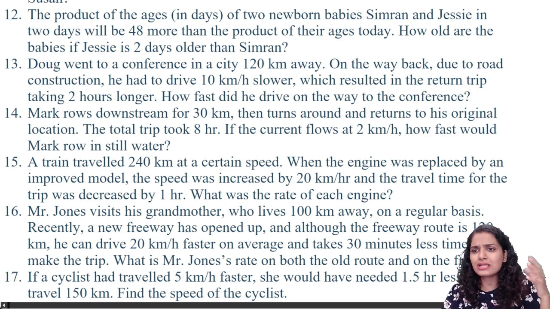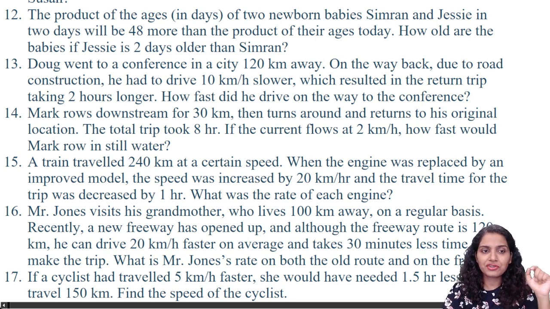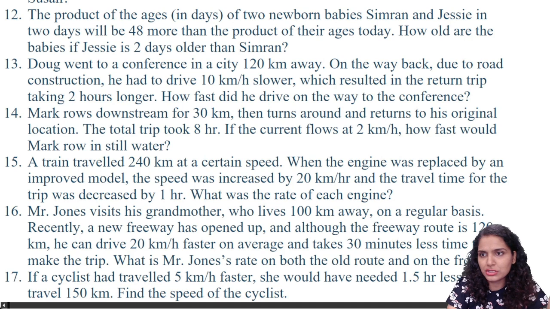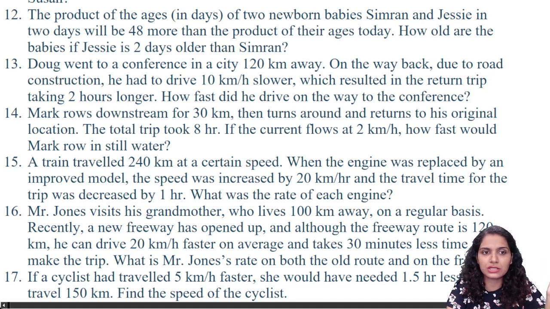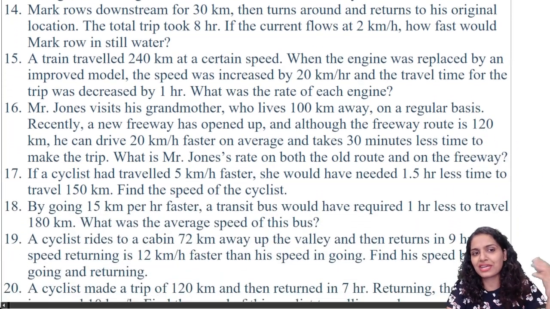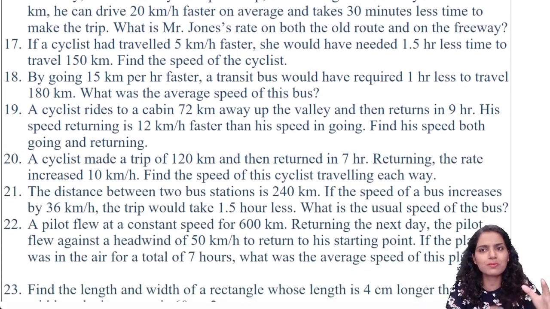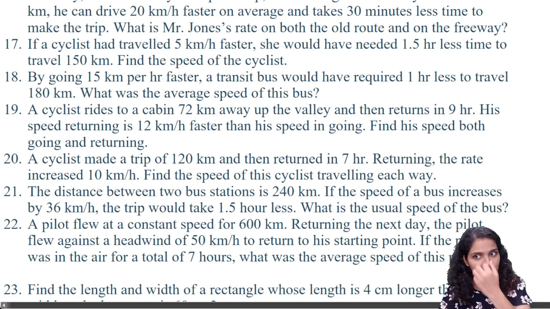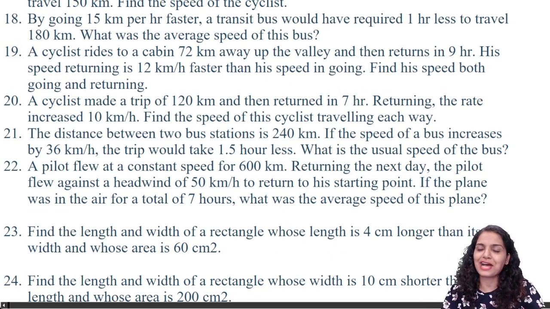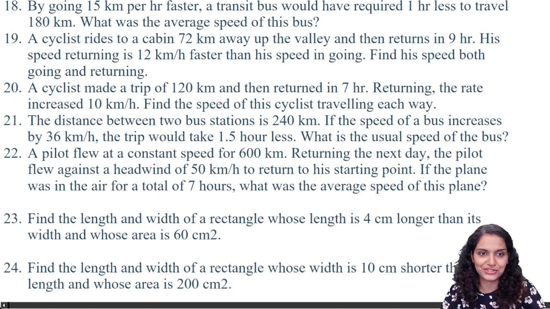Upstream, downstream, all such questions also come in the exams, right? So these are the three main possible types of questions which you may experience in your board exam. Question number 12 is also like downstream, upstream. Question number 15 is totally based on the time traveled by a train, visiting grandmother, cyclist, going. So basically all these questions cover the time and distance concept. But it has to be solved using the quadratic equation, right?